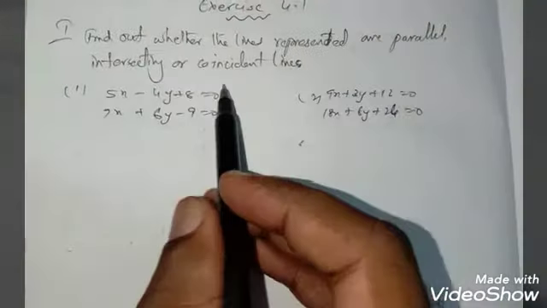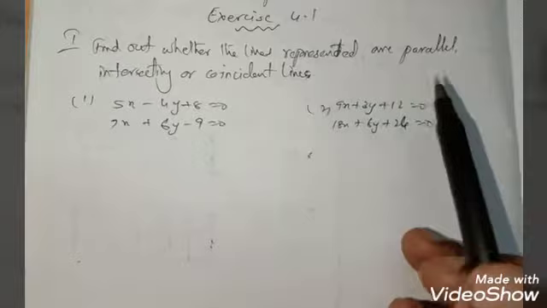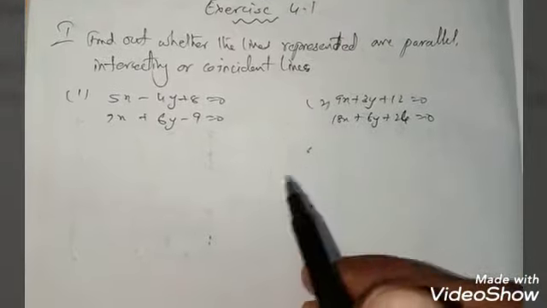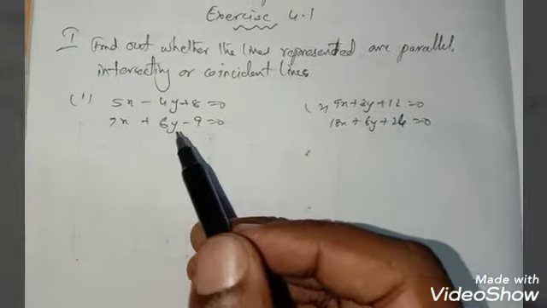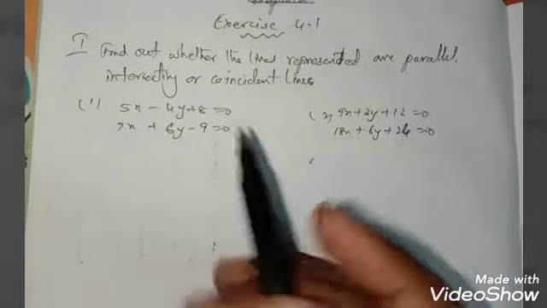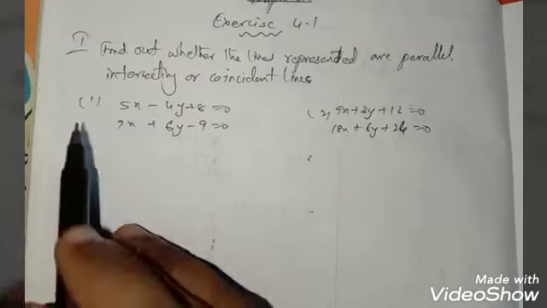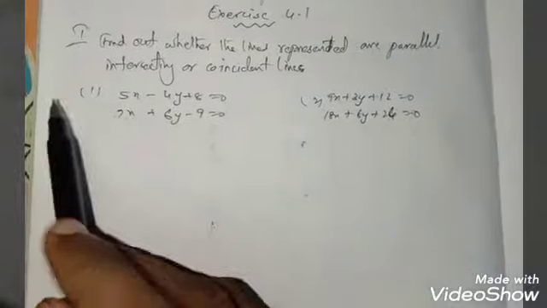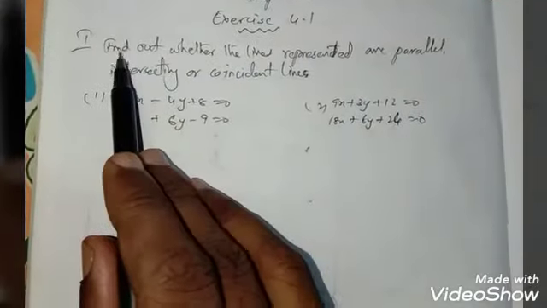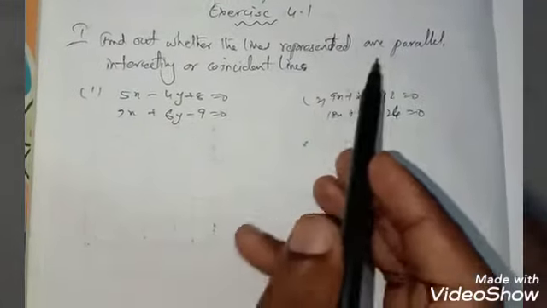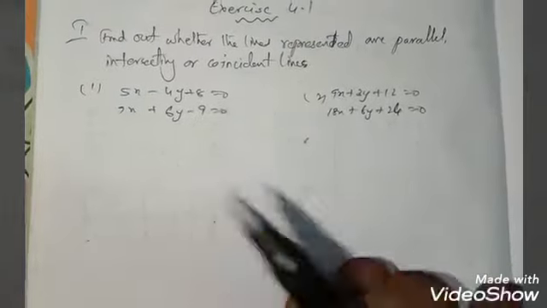So students, previously we have learned how to show any two equations as parallel lines, intersecting lines or coincident lines by using their formulas, that is a1 by a2 is not equal to b1 by b2 and so on, right? So based on that we are solving some of the problems of exercise 4.1. In that, the first question is: find out whether the lines represented are parallel, intersecting or coincident lines.